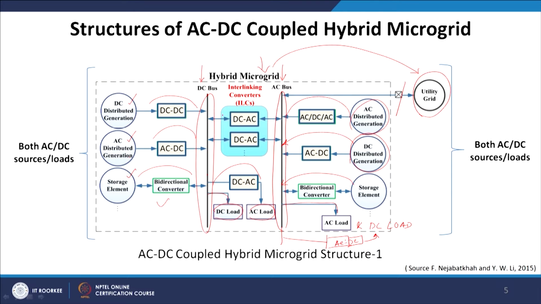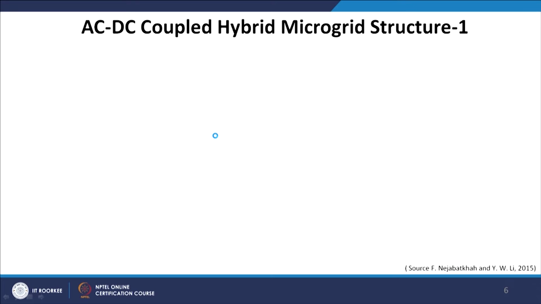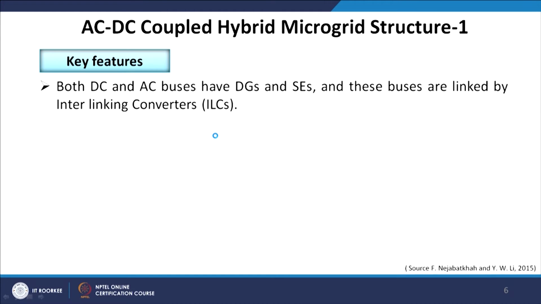And being said that, both DC and AC buses will be connected through an interlinking converter, that is ILC, where the energy or power exchange is possible from DC to AC as well as AC to DC side. So, this conversion is possible through ILCs. Now, in this structure 1, what are the key features? Both DC and AC buses have distributed generations as well as storage elements, and these buses are linked by interlinking converters, that is ILCs.